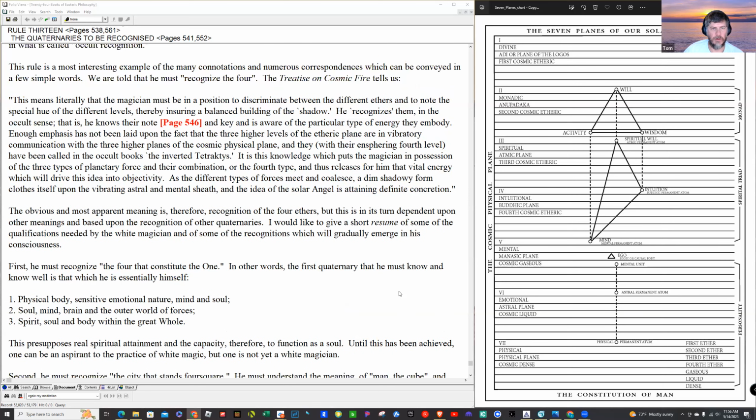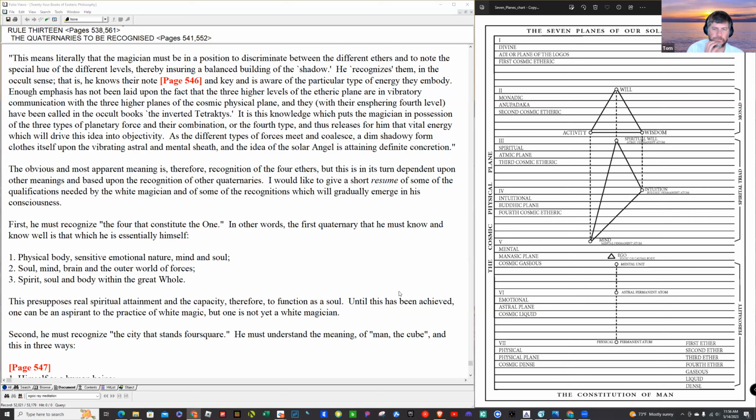So that all came out of Cosmic Fire. The obvious and most apparent meaning is therefore recognition of the four ethers. But this is in its turn dependent upon other meanings and based upon the recognition of other quaternaries. I would like to give a short resume of some of the qualifications needed by the white magician and some of the recognitions which will gradually emerge in his consciousness.